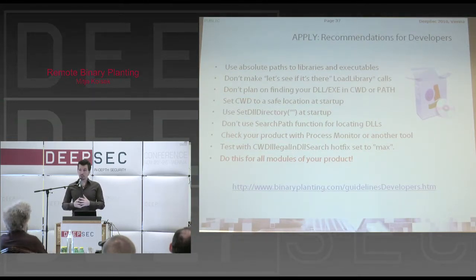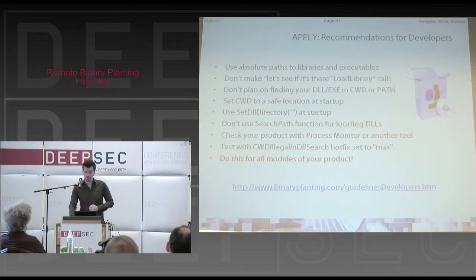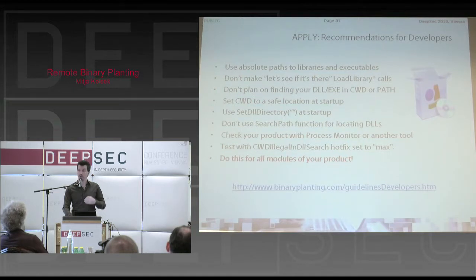When you start your application, set the current working directory to some safe location, for example, system root. If you do that and your application doesn't break, then you're okay. And just make sure that this current working directory cannot be changed to some attacker-controlled location later. Do use the SetDllDirectory function at the very beginning of your code, because that removes the current working directory from the search path, which is a good idea. It doesn't work for EXE planting. Never use SearchPath. I'm expanding this: just never use SearchPath for anything. Do your own searching.